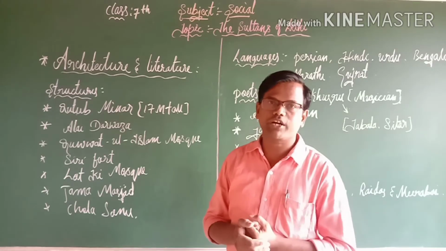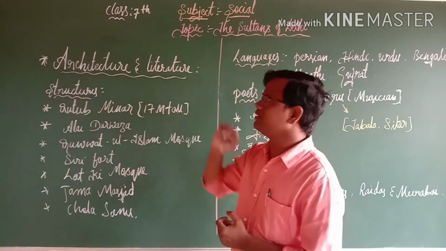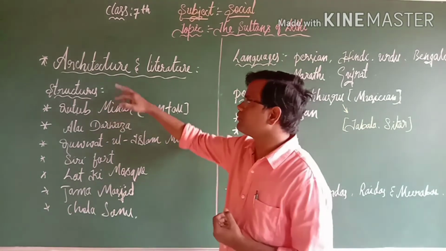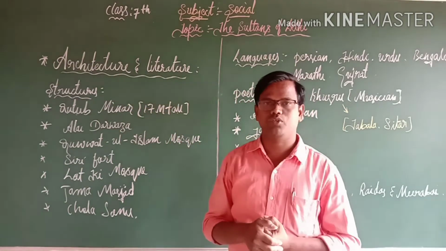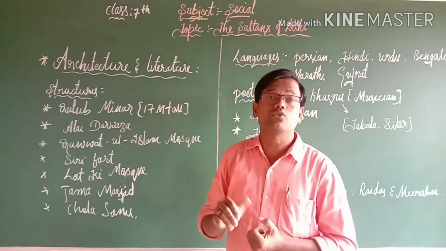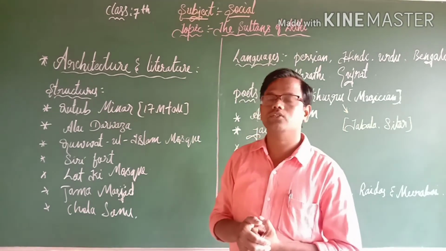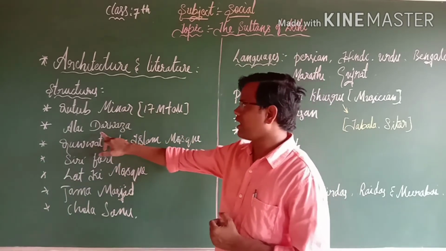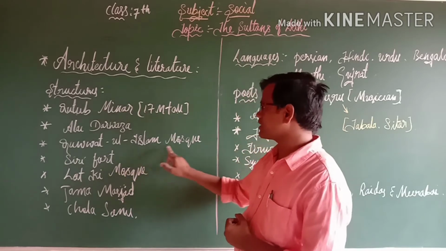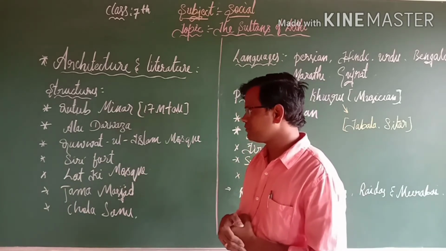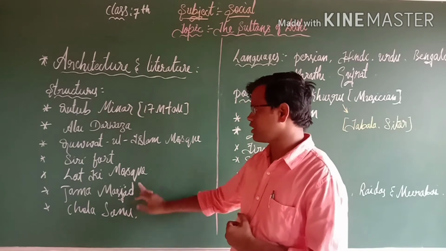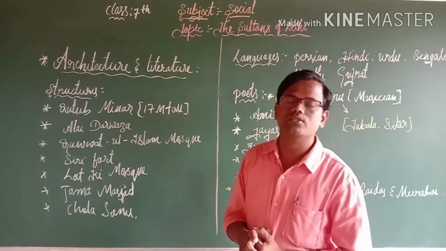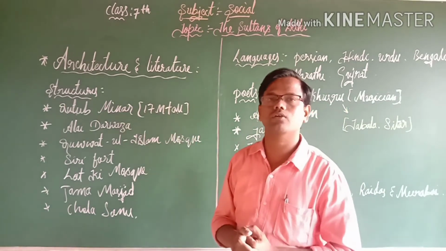One more important point from this lesson is architecture and literature. The Sultans of Delhi made great contributions in the field of architecture and literature. The important structures we can see from the period were, first, Qutub Minar, which is 72 meters tall, and then Alai Darwaza, Quwwat-ul-Islam Mosque, Siri Fort, Lodi Mosque, Jama Masjid, and Chhota Sona. These were a few important structures established during the period of the Sultanate of Delhi.